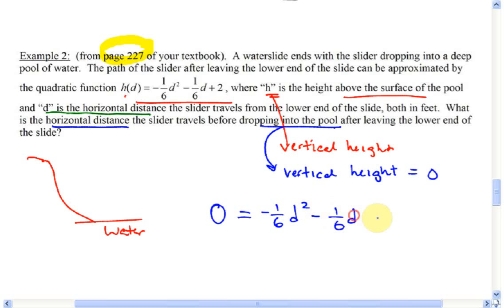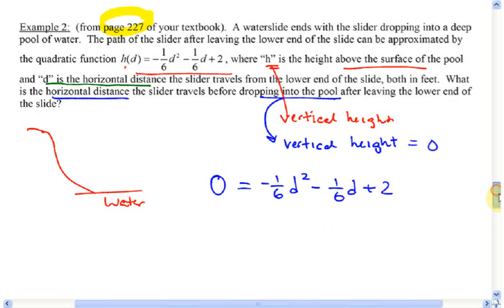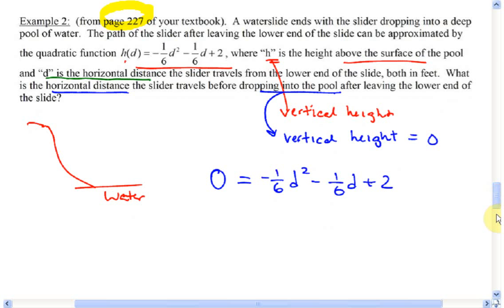And then now some of you are going to be thinking, ew, I hate fractions. Yes. So what can we do to get rid of the fraction? Yeah, so let me ask you to times everything by 6. What's 0 times 6? That's 0. Don't say 6. Okay, this is now negative d squared minus d plus 2.